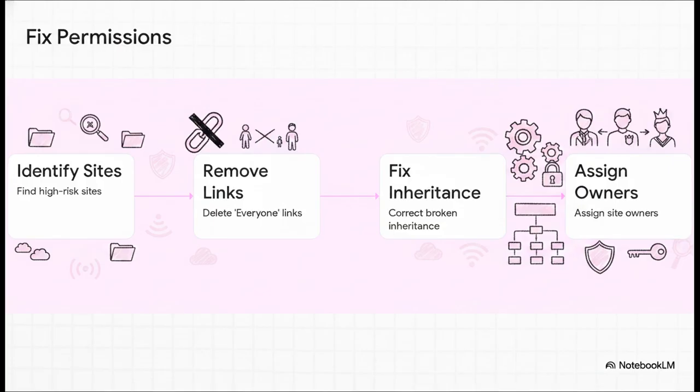So the crucial point is that we don't need to boil the ocean and reorganize the entire tenant overnight. Actually, scratch that. You literally couldn't if you tried. Instead, focus on these 4 steps for the top 10 to 20 high-traffic SharePoint sites that matter most. Think finance, HR, legal. First, identify those specific sites. Second, ruthlessly eliminate those legacy everyone groups and company-wide sharing links. Just get rid of them. Third, correct broken permission inheritance all the way down to the folder level. And finally, assign accountable, real human site owners who will actually manage access going forward.